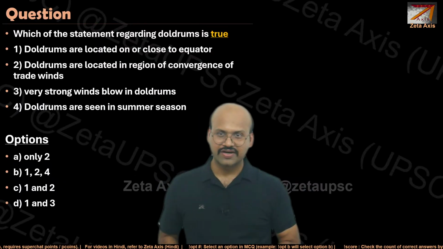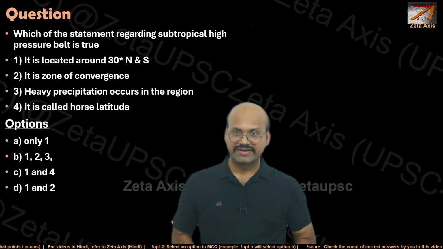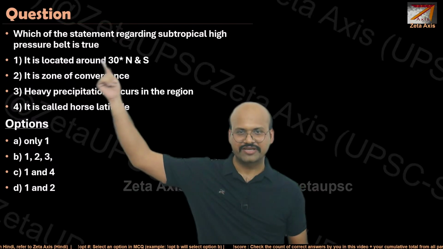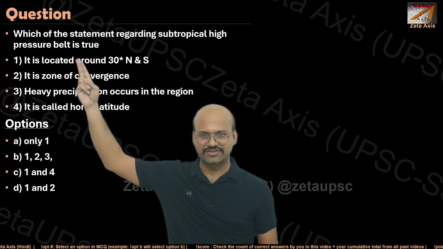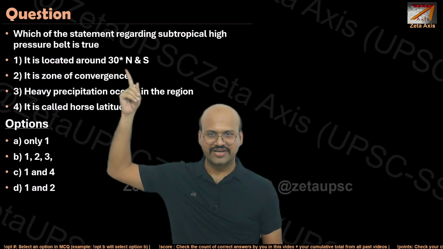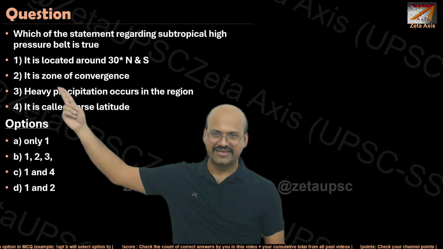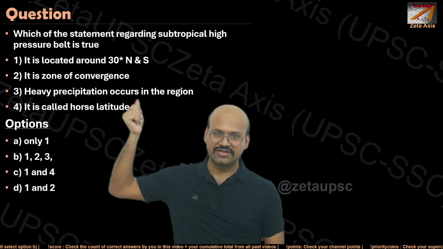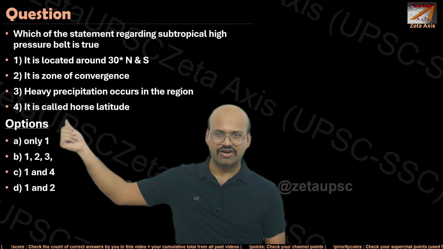So here is our next slide. We also have a second question over here. Here you can see: which of the statements regarding the subtropical high pressure belt is true? It is located around 30° north and south. It is in a zone of convergence. There is heavy precipitation in this region and it is called horse latitude.